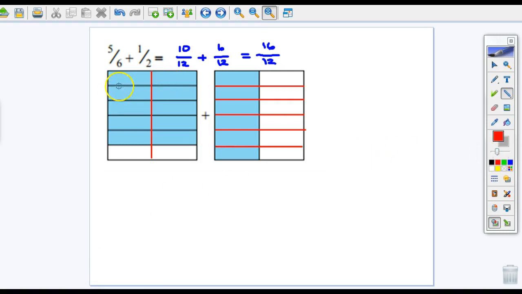So now if you count your pieces, you should have a total of 16 pieces shaded. Let's count them. 1, 2, 3, 4, 5, 6, 7, 8, 9, 10, 11, 12, 13, 14, 15, 16. Do not convert this into a mixed number right now. Let's just keep it as an improper fraction. Later on, we'll work on those conversions. Make sure you have this copied down. When you're ready, push play and we'll continue.